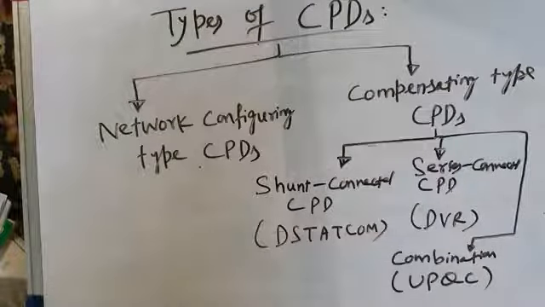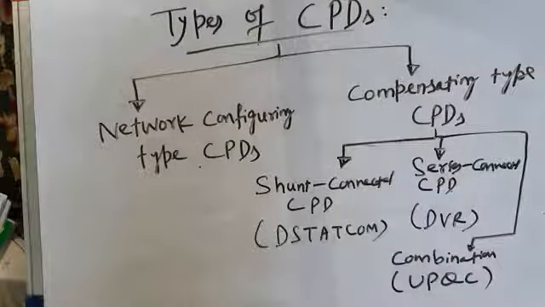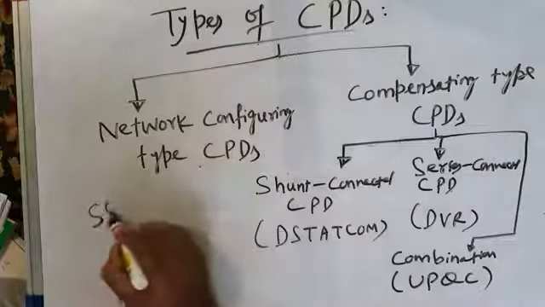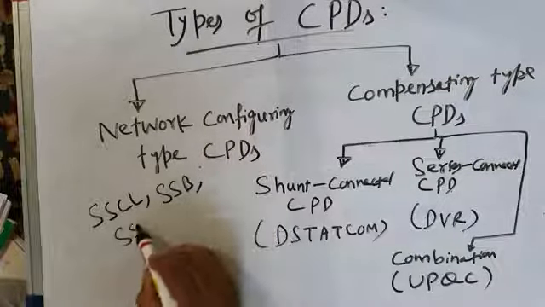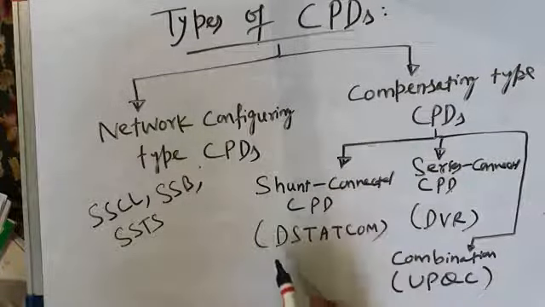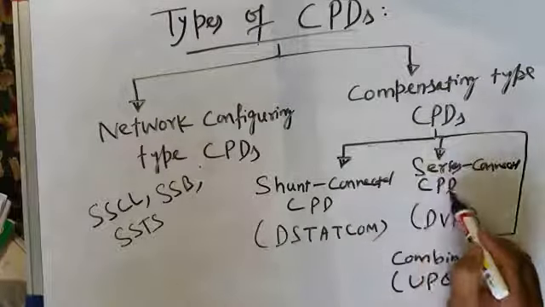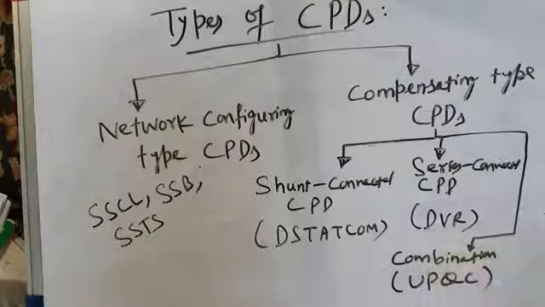I repeat, custom power devices are broadly classified into network configuring type CPDs and compensating type CPDs. Network configuring type CPDs are of three types: solid state current limiting custom power device, that is SSCL, solid state breaking custom power device, SSB, and solid state transfer switch, SSTS type custom power device. And compensating type CPDs are of three types: shunt connected CPD, which is also called DSTATCOM, series connected CPD, which is called DVR, and a combination of shunt and series CPDs, which is called UPQC. And now let us discuss them one by one.